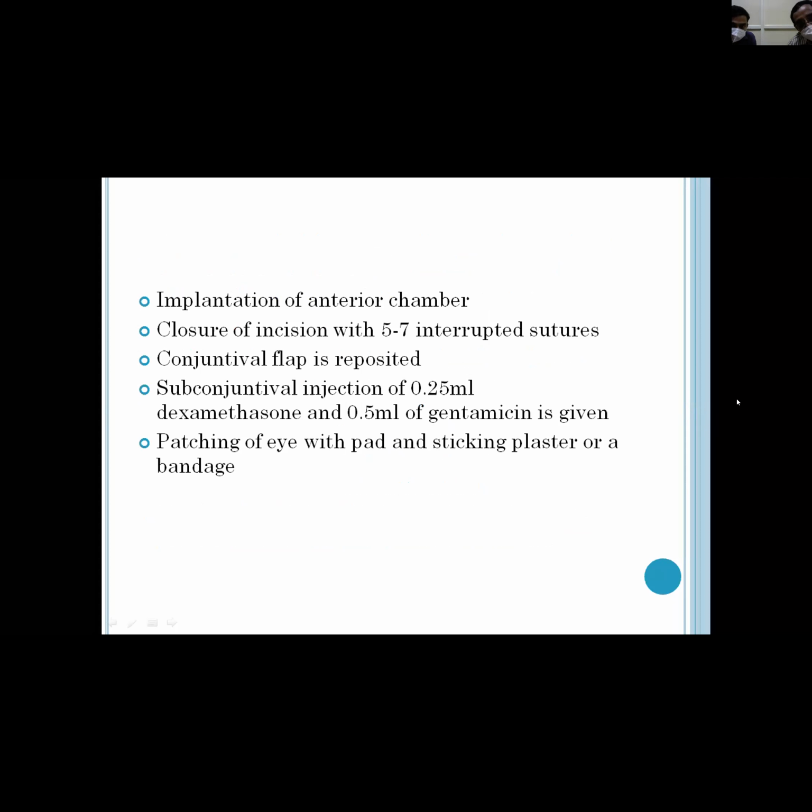What type of material is actually used for putting the sutures there? Nylon thread. 10-0 nylon or 8-0 silk. Normally we used to use it whenever we had done ICCE. And you should also mention that the sutures must be radial and equidistant, so that the post-operative suture-induced astigmatism will be less. Okay. Go ahead.